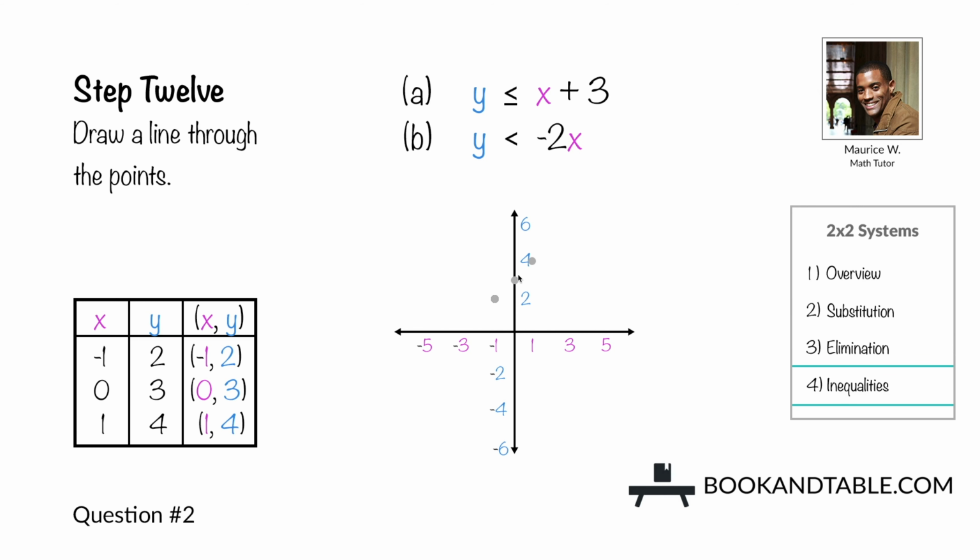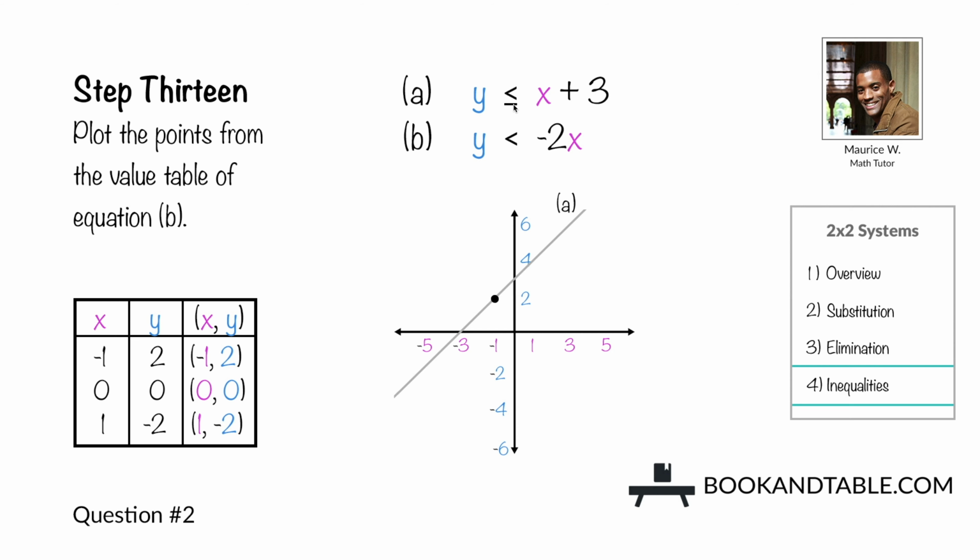Now that we've plotted the points, we can see where the sketch for this line will be. So step 12, draw a line through the points. This is the line for inequality A, and it's a solid line since it's or equal to.